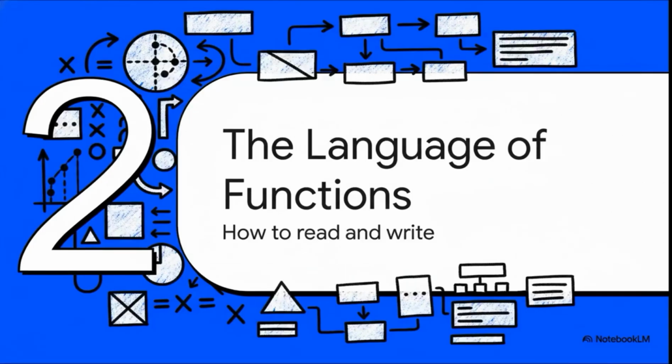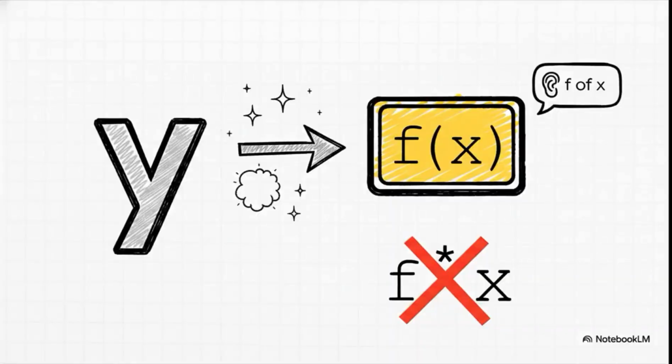Okay, so now that we know what a function is, let's learn how to speak its language. And don't worry, this isn't some crazy new kind of math. It's really just a shorthand, a way more efficient way to write things down. So you'll see this all the time. Instead of just writing y, we'll often write f of x. Now, don't let the parentheses fool you. This does not mean f times x. You say it out loud as f of x, and it's basically just a fancy label.